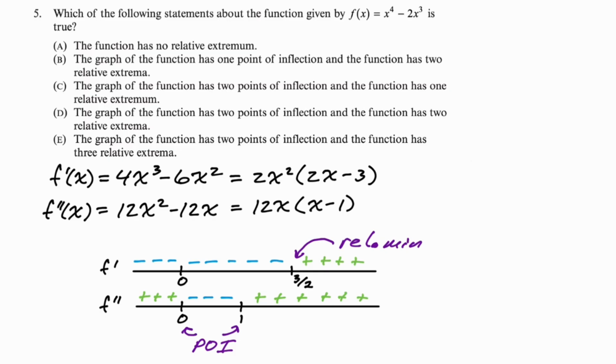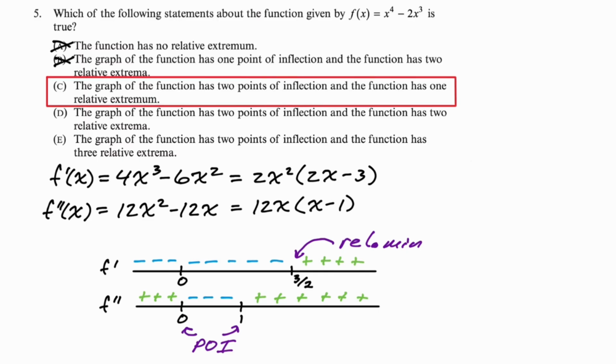Now you have to go through the answer choices. So A, the function has no relative extrema, that can't be it. B, the graph of the function has 1 point of inflection, that can't be it. C, the graph has 2 points of inflection and 1 relative extrema, that is the answer. We don't really need to look at D and E because they're just not right. So our answer is C.